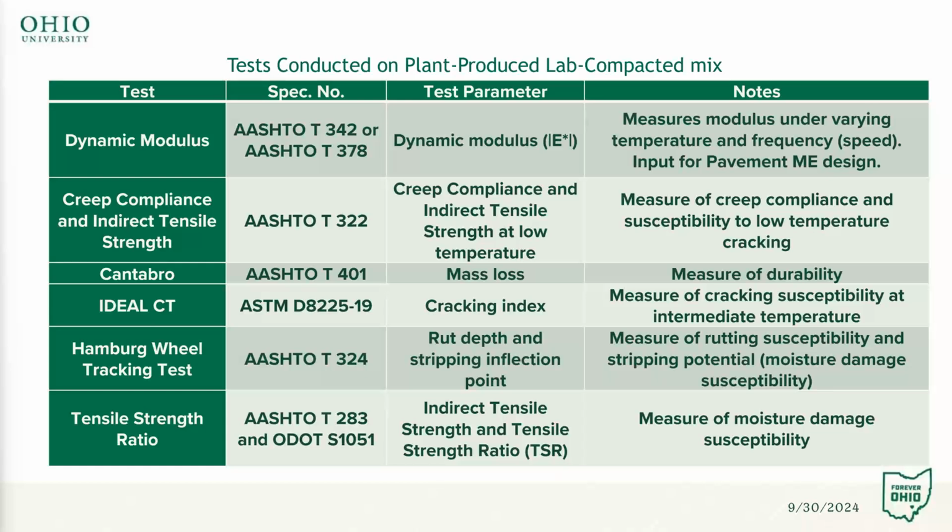The ideal CT is a measure of cracking susceptibility at intermediate temperatures. Hamburg wheel track testing is a measure of rutting susceptibility and stripping potential. And then the tensile strength ratio is a measure of moisture damage and susceptibility.